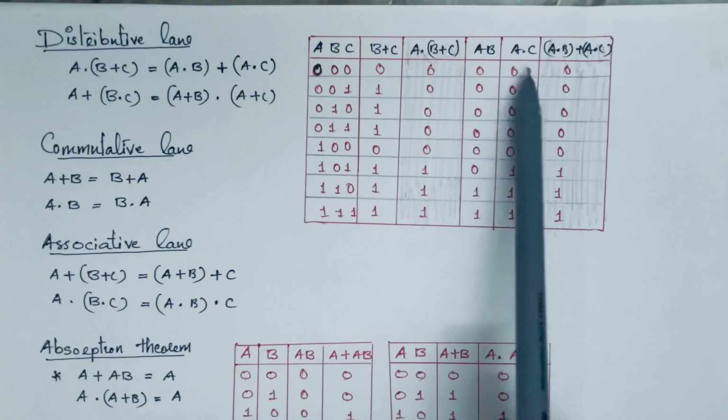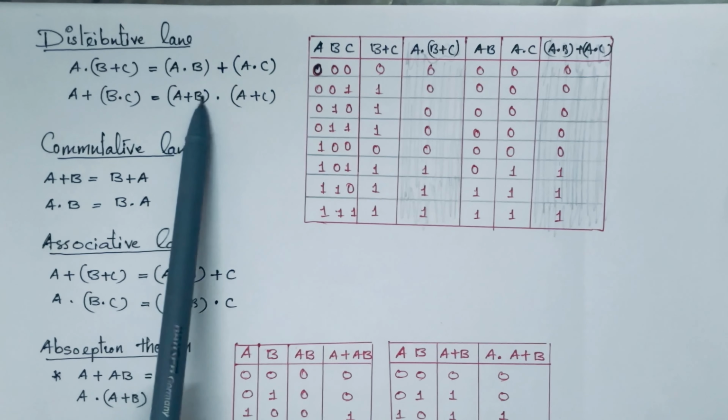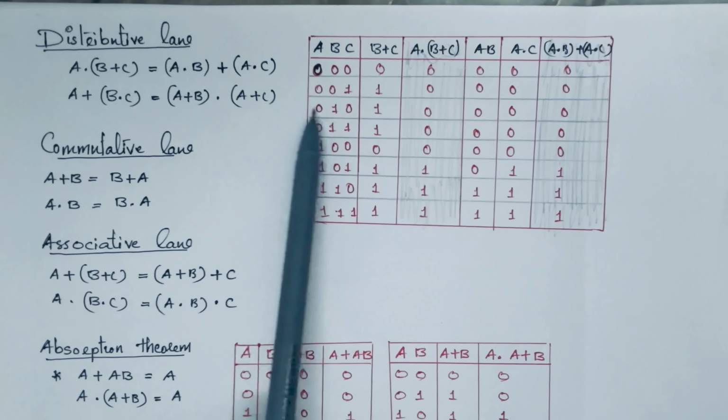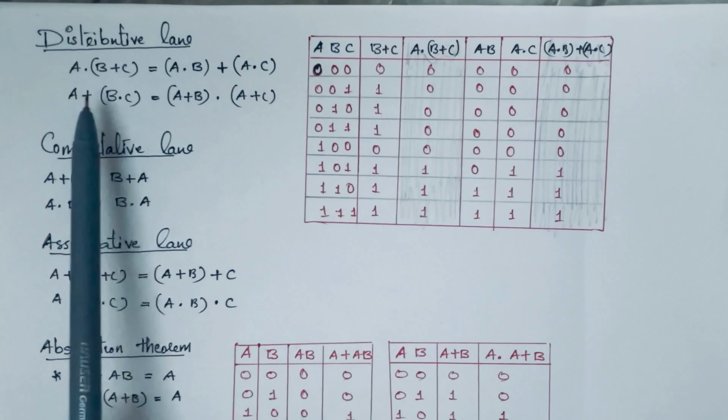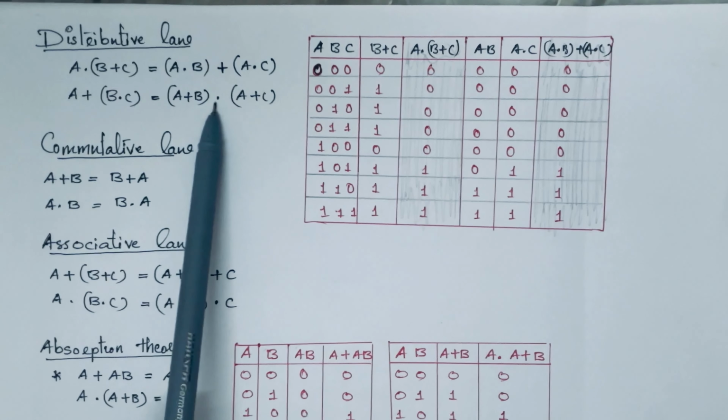Then for the second distributive law, what is that? A plus B dot C is equal to (A plus B) dot (A plus C). Same way, with the help of a truth table, we can prove this also with 3 variables. That means 3-bit combinations we need to take.